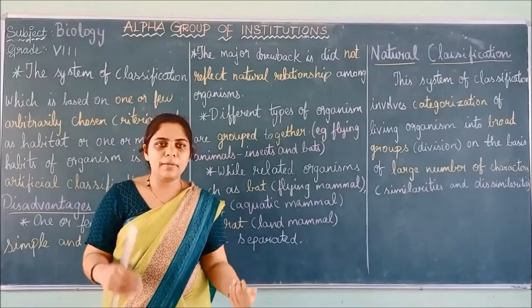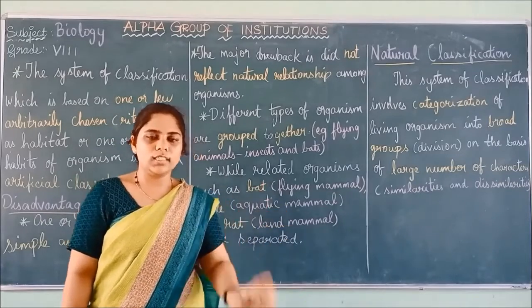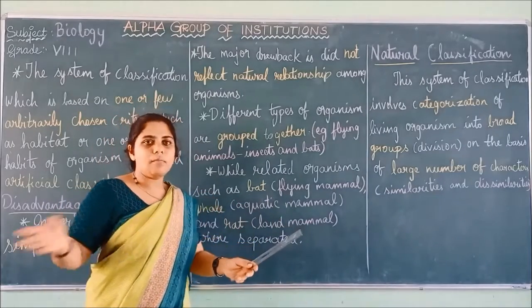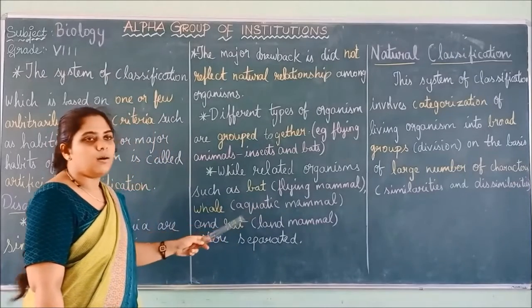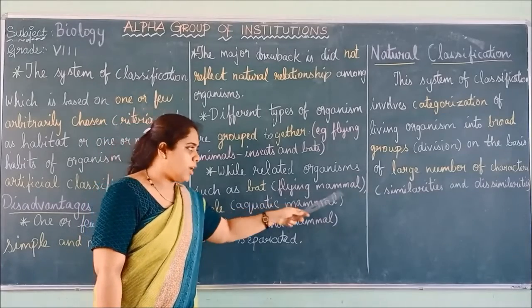Only the habitats, the place where they live. So that is the only thing that we are taking. So what happens? They are being separated. That is, what is the similarity in these animals? Bat is a mammal. It is a flying mammal.